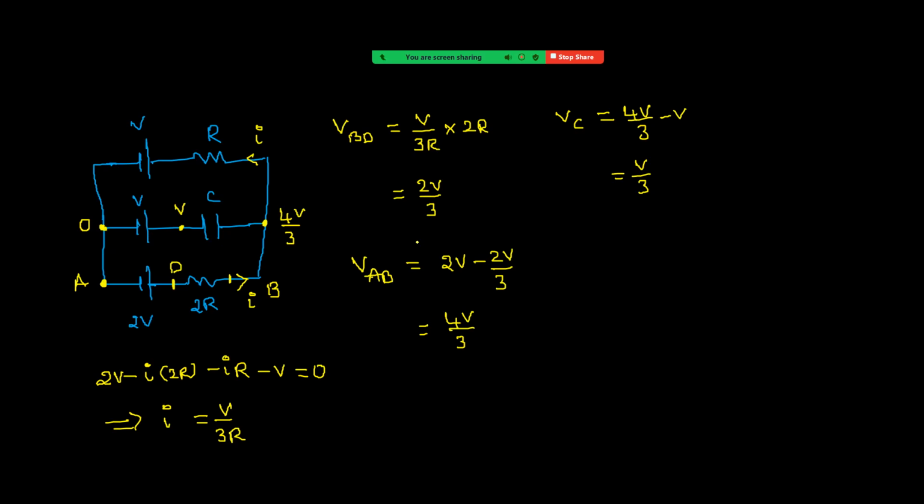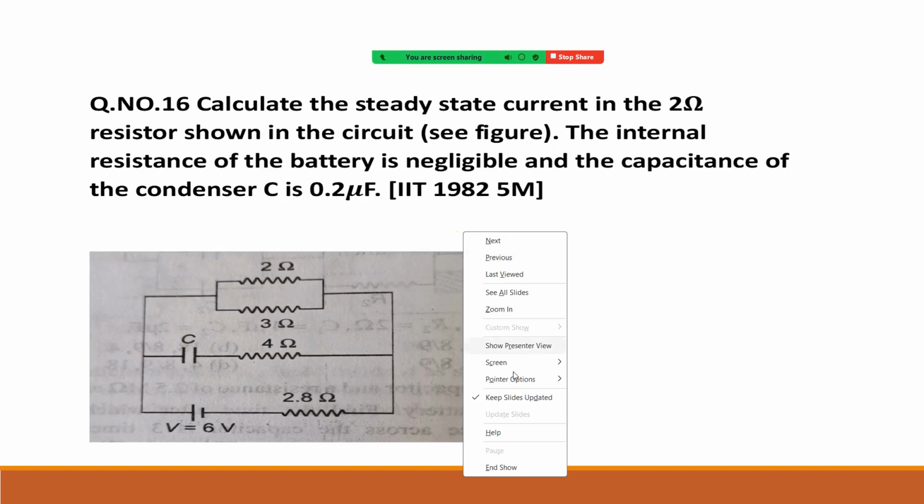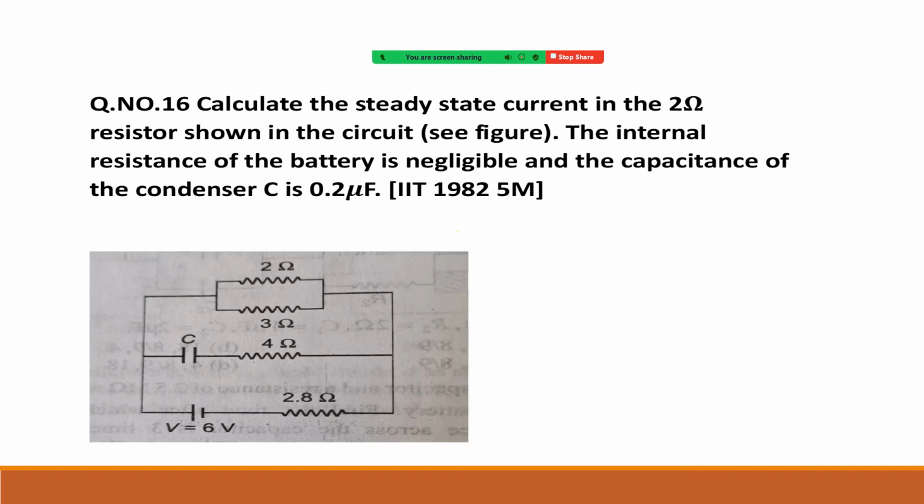Okay, let us see the next one. Right, see what is given. Calculate the steady state current in the 2 ohm resistor shown in the circuit. Steady state means the capacitor is fully charged. That means no flow of current in this branch. So we should not take this resistor now. Current flows only in this part.